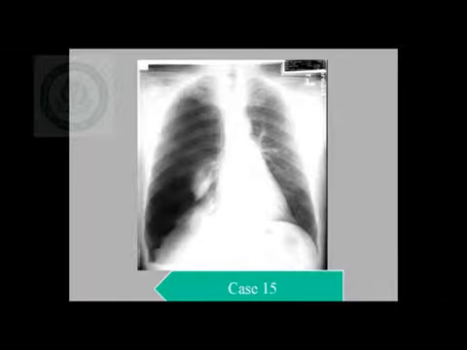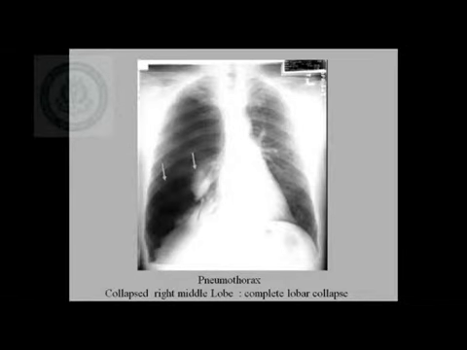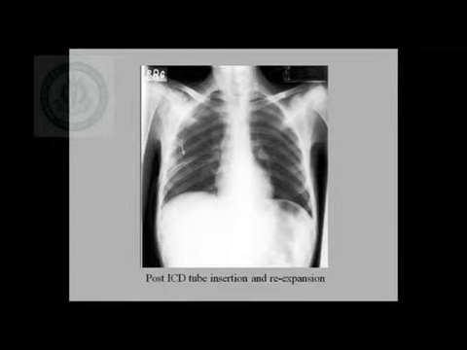The volume of the right hemithorax is comparatively larger, and the lung is collapsed towards the right hilum, with increased translucency over the entire right lung field. This is a case of tension pneumothorax. After inserting the ICD tube, the mediastinum has returned to its normal position and the lung has re-expanded.